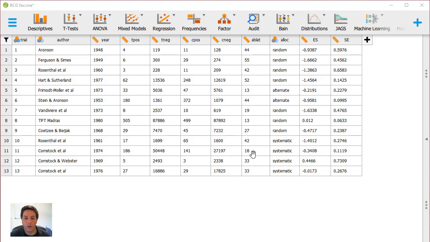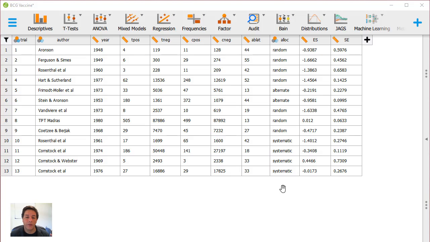This one has to do with the location of the study. And this is how participants were allocated to the study: random allocation, alternate, and systematic. And this could be useful because we may have some moderation. We may see that there is heterogeneity, that means that the effect sizes vary a lot.